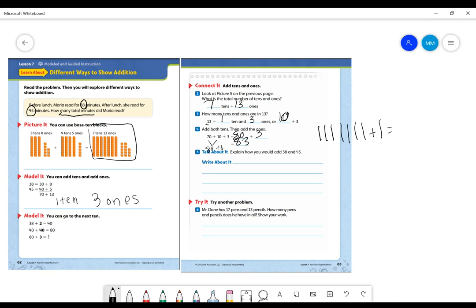All right. It says talk about it. Explain how you would add 38 and 45. So how would you add these parts? Would you picture it or would you model it? I would picture it.